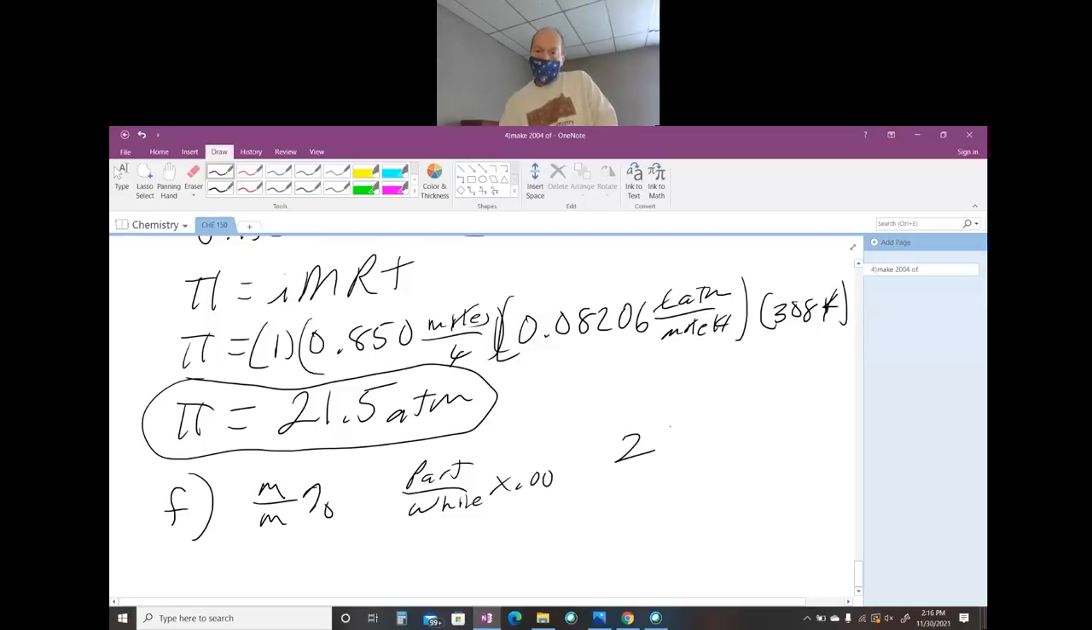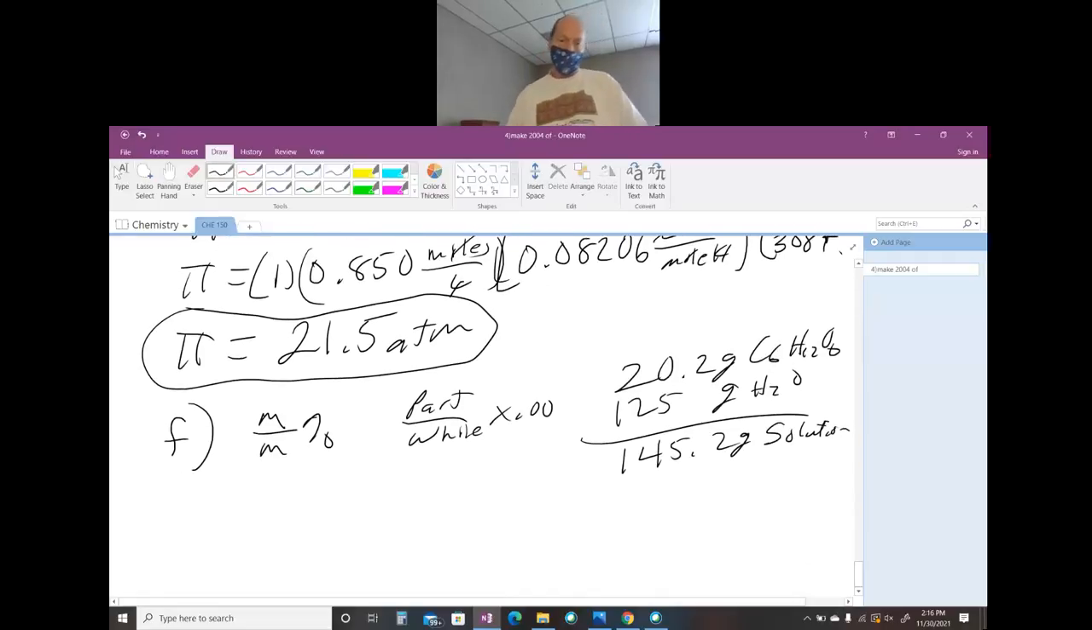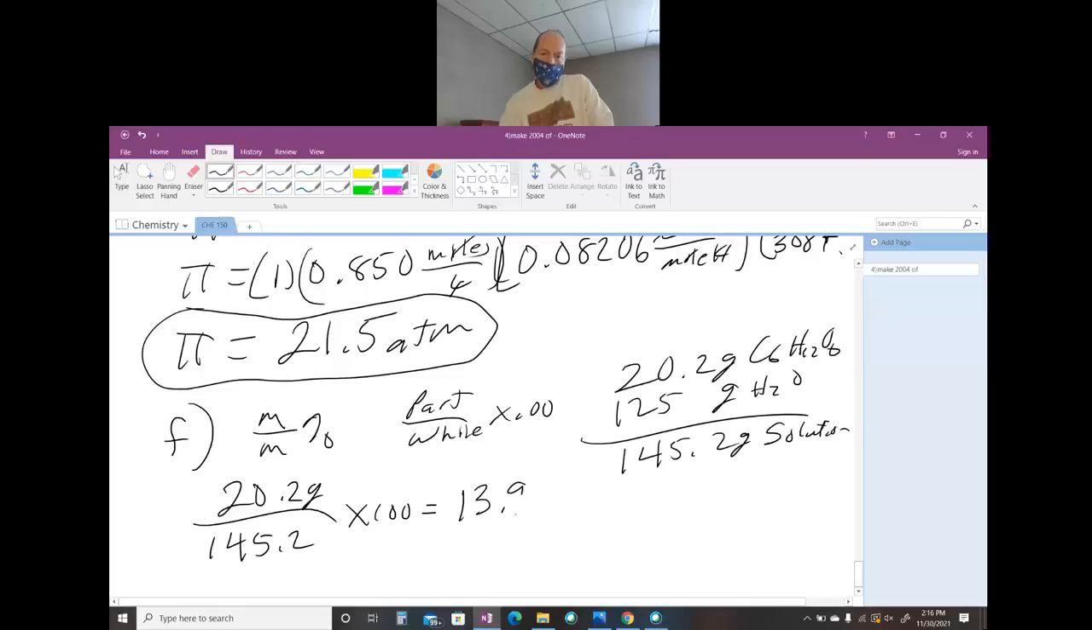And we had 20.2 grams of our C6H12O6. We had 125 grams of our water. And so the whole was 145.2 grams of this solution. So to get your mass percent of your sugar, you take your 20.2 grams divided by the total, which is 145.2. To get a percent, you multiply by 100, and so that is 13.9 percent C6H12O6.